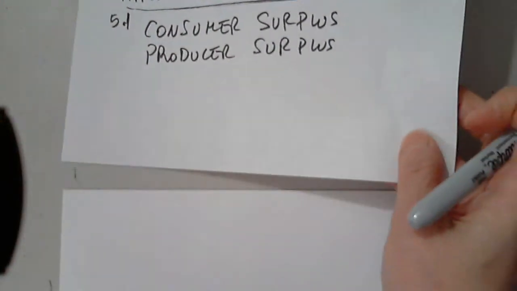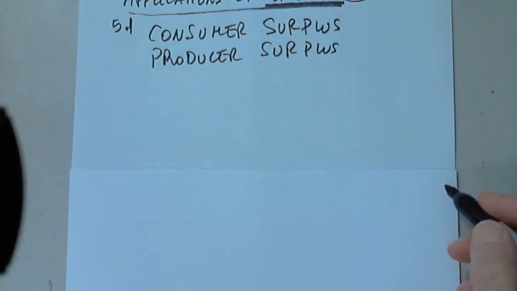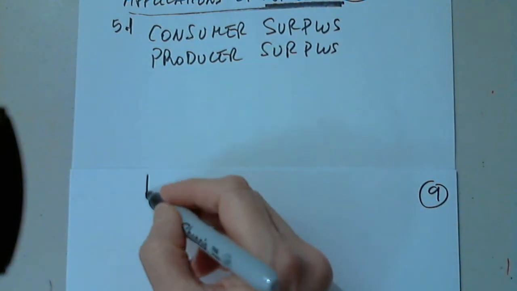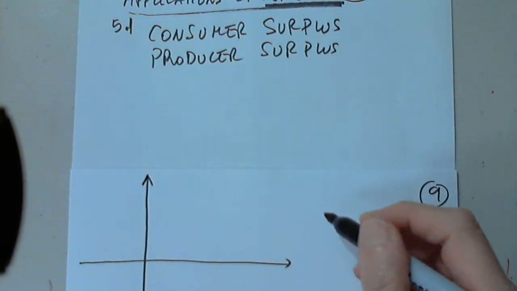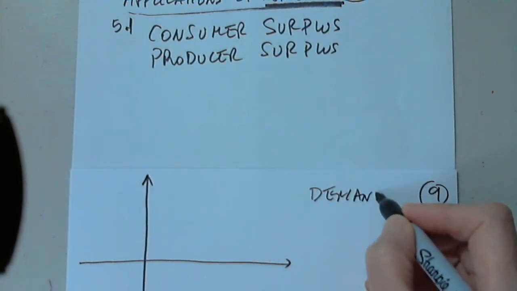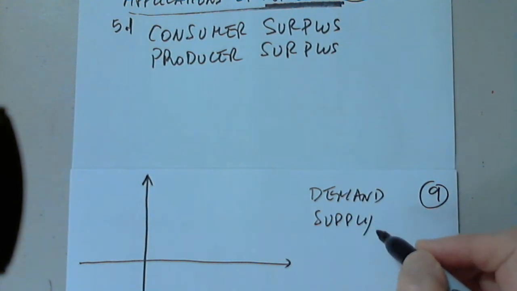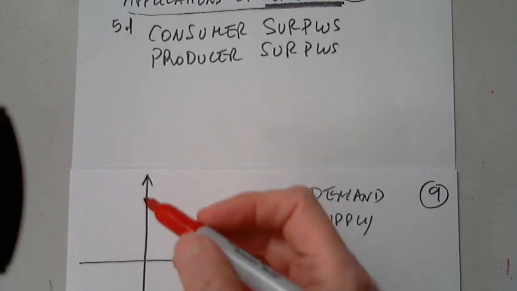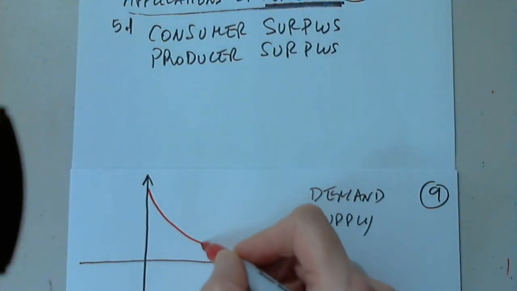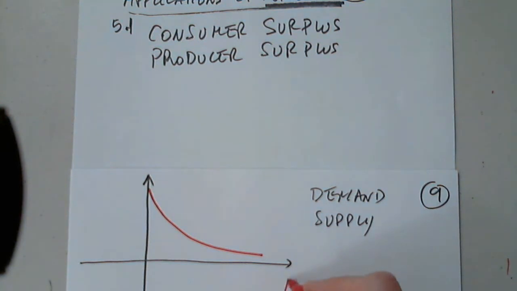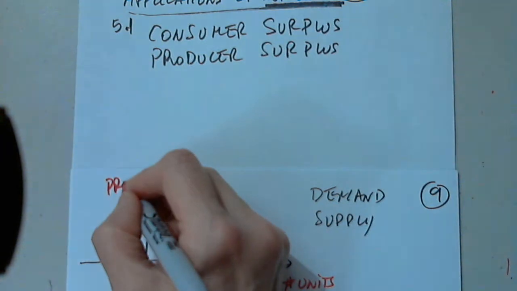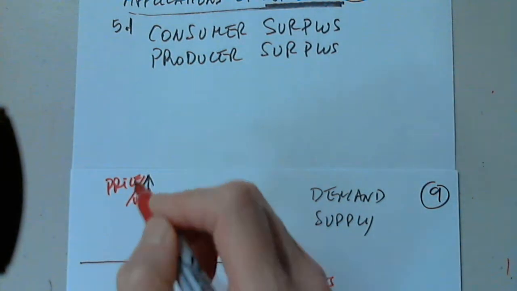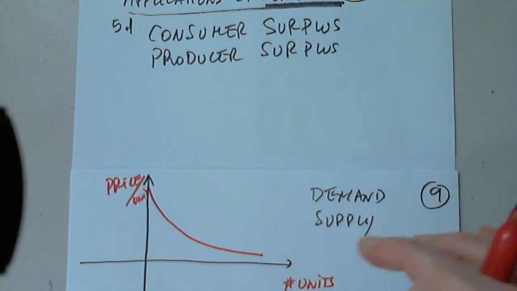Okay, so first let's refresh our memory on those graphs for consumer surplus, for demand and supply. So demand and supply. Okay, so I'm going to graph 2 functions. So let's start with this one. And here we have number of units. And here we have price per unit. Okay. So this is the demand function.